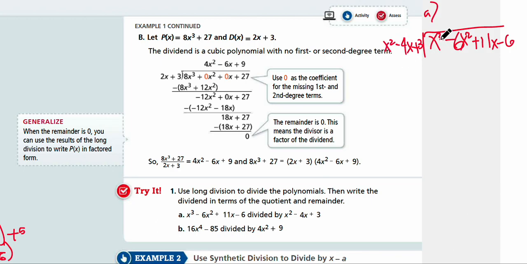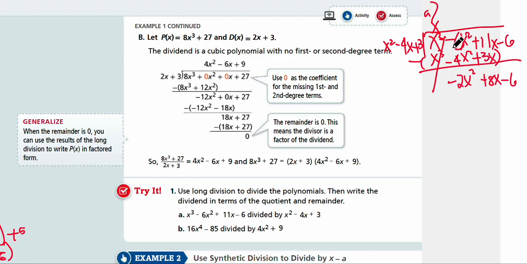So look at the leading terms, and you're going to match them. x squared times x is x cubed. So you're going to multiply x with the entire trinomial, and you have x cubed minus 4x squared plus 3x, and then you're going to subtract this whole thing. And so your leading terms are gone. And then you have negative 6 minus negative 4. That's negative 2x squared. And then 11 minus 3 is 8x. And then you have negative 6.